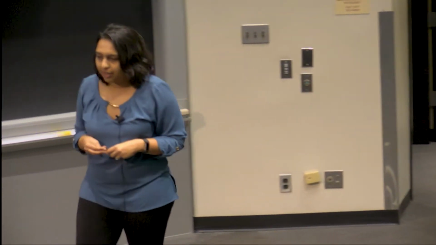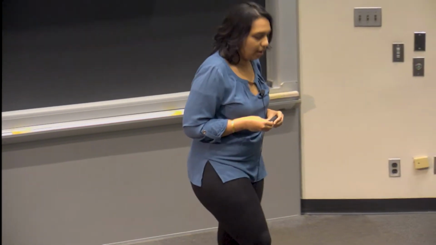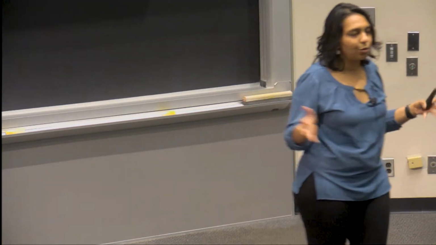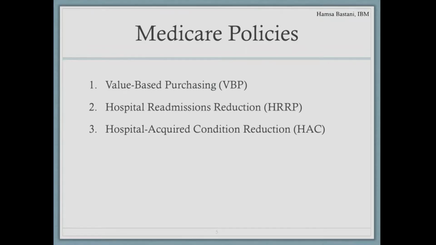So recently, Medicare has implemented 3 pay-for-performance policies for hospitals. So these are all targeting the kind of same group of hospitals. And the first one is called value-based purchasing, which tries to get hospitals to reduce the amount of money that they're spending per patient. So that's why it's about value. And the next 2 are really about patient outcomes.